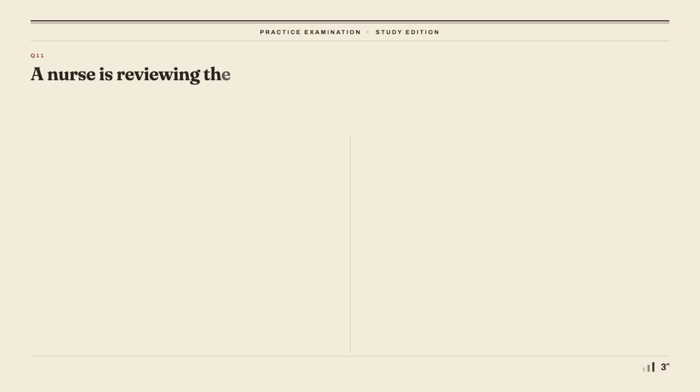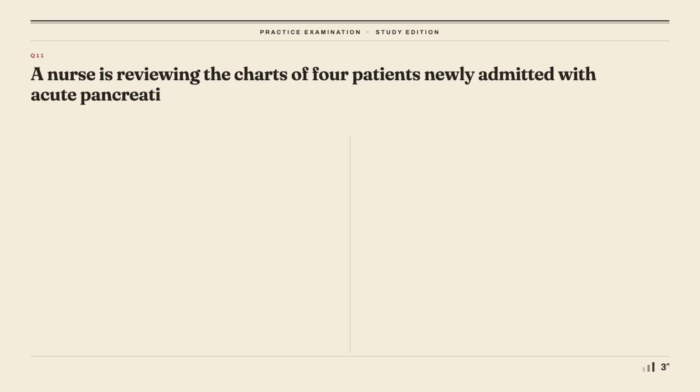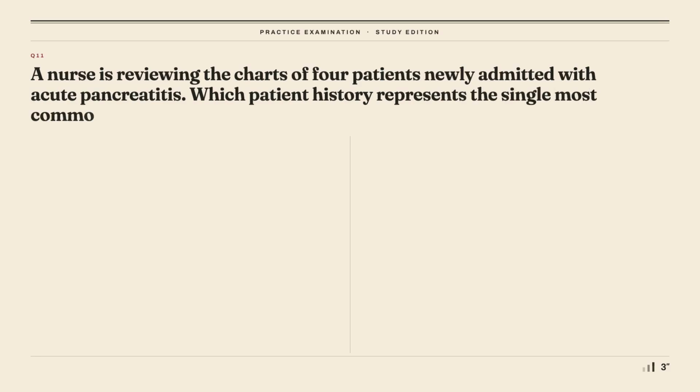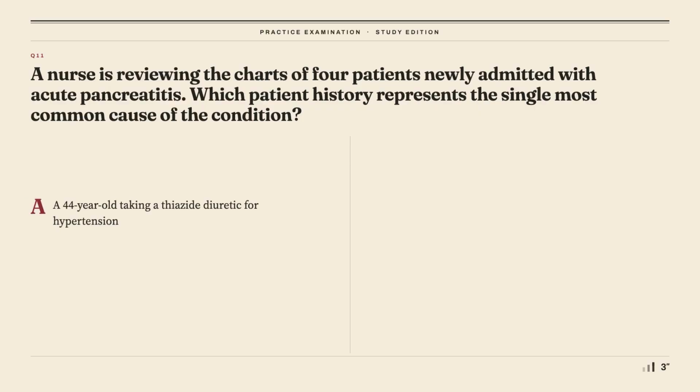Question 11. A nurse is reviewing the charts of 4 patients newly admitted with acute pancreatitis. Which patient history represents the single most common cause of the condition? Your options are A. A 44-year-old taking a thiazide diuretic for hypertension. B. A 29-year-old who underwent endoscopic retrograde cholangiopancreatography 2 days ago.